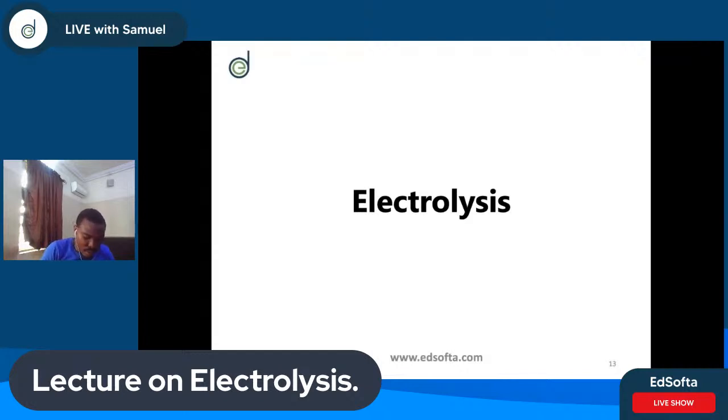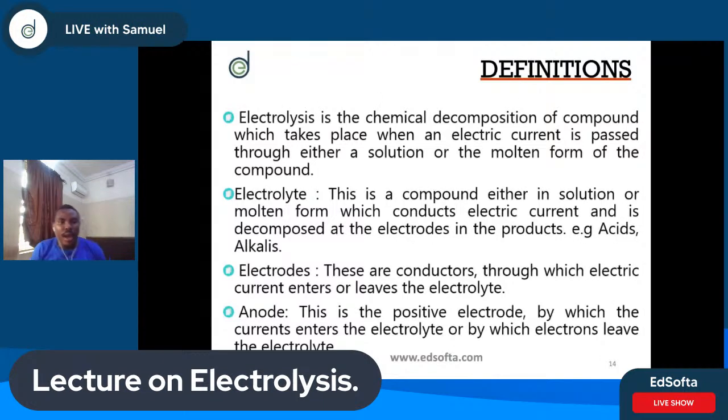Okay. So we'll start with the first. What is electrolysis? Electrolysis is the chemical decomposition of a compound which takes place when an electric current is passed through either a solution or the molten form of that compound.